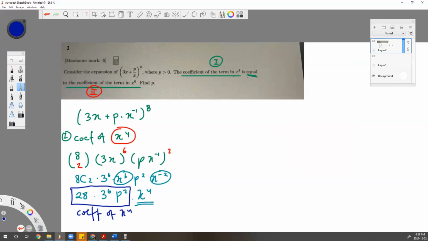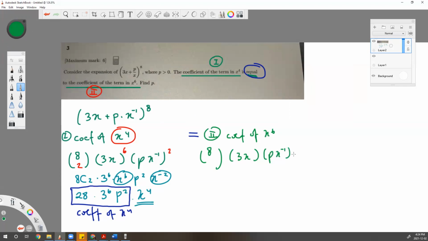And then this equals to part 2, the coefficient of x^6. You are finding now the coefficient of x^6. So 8C something, and then 3^something, p x^(-1), something, supposed to be x^6, right? So again, you do the guess and check one more time. For x^6, I want r = 1. I just get it. Why?